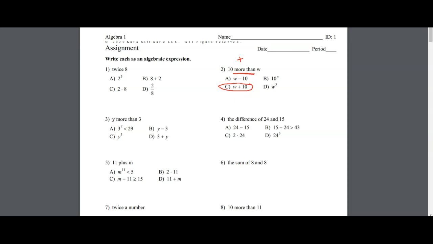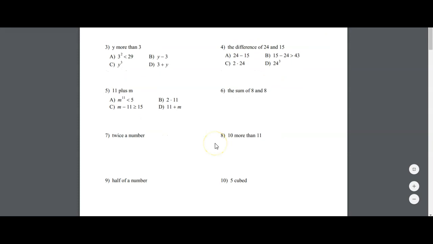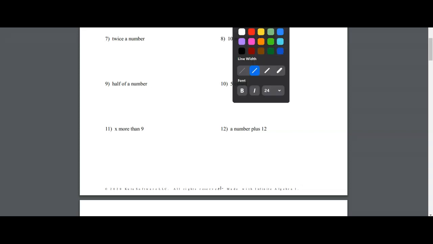All right, we are onward to number 7. Okay, so now we have to write our own expression. We no longer have the multiple choice options. So twice a number. Well, when it says twice, that's going to represent multiplication. And a number is going to represent, well, we don't know what the number is, so we've got to use a variable.